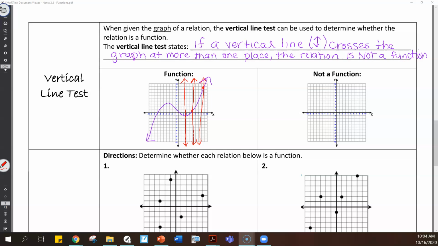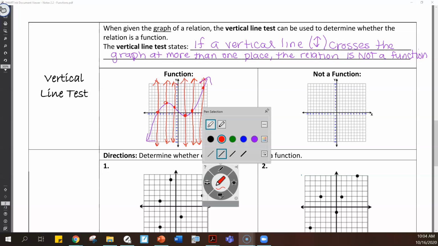This second line crosses right here and nowhere else. And as I continue along, I should find that it's only crossing in one place at a time. It's never touching the graph in more than one place. So I'm going to check it at all the possible points, and I find that this is a function because it only ever crosses at one place.